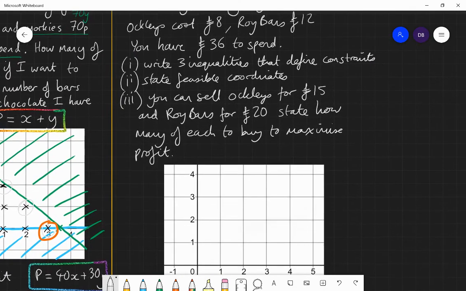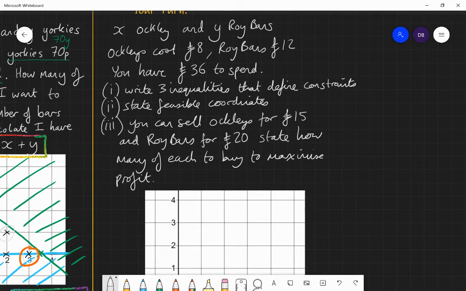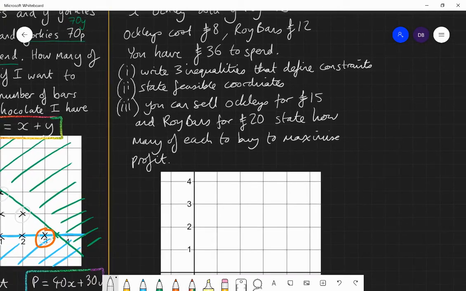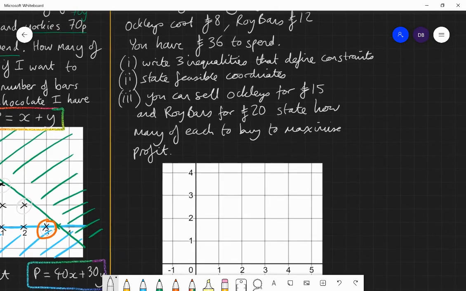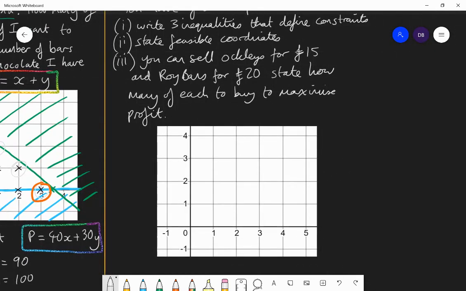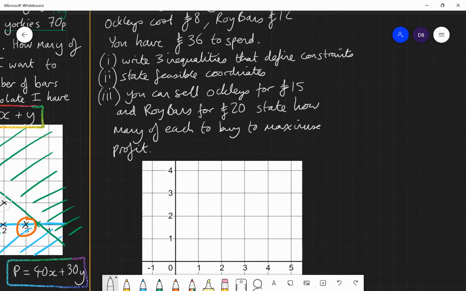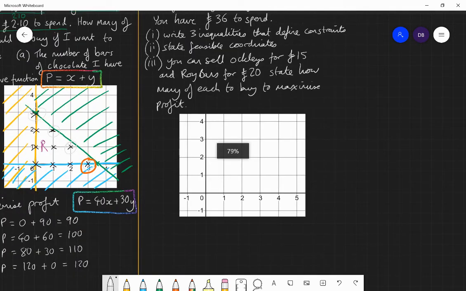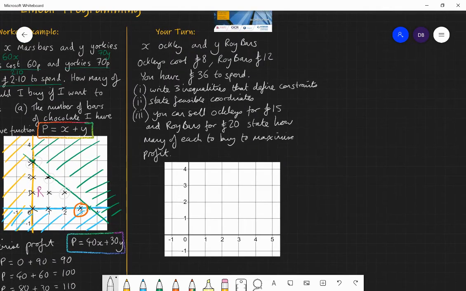So you buy Oakleys for £8, Ray-Bans for £12, you have a maximum of £36 to spend. Show it on a graph as a feasible region, state the feasible coordinates, and then maximize the profit, okay? So pause at this point, have a go at this question. And by the way, the graph about that size is fine. That should be able to contain all the information on that sized graph. And I'm going to go through the answer in a second.